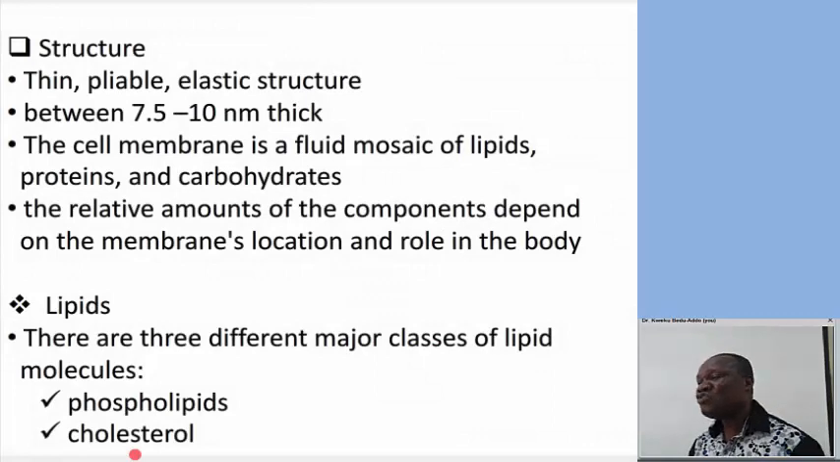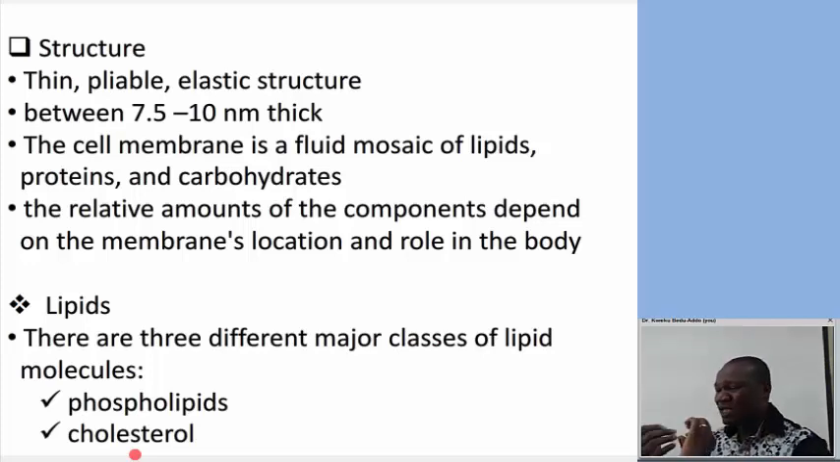Now we'll look at the structure of the cell membrane. The cell membrane is a thin structure, it is elastic in structure, and it's pliable. Meaning it's not rigid, it can be molded, turned around, and still will be stable. So it's said to be thin, pliable, elastic in structure.